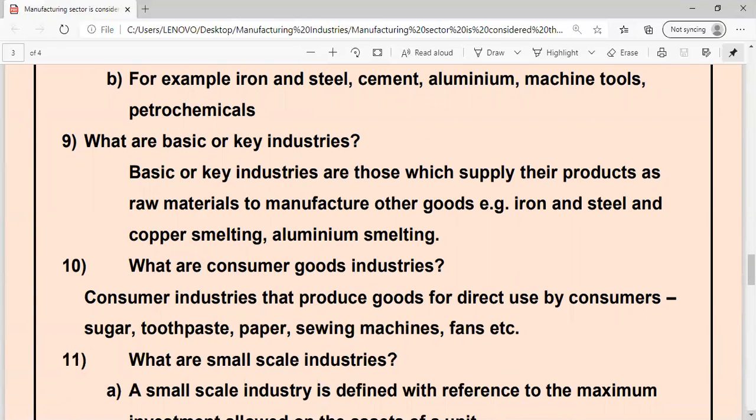Now, what are consumer goods industries? The industries which are producing the goods which are consumed by consumers directly, which are not going for further production. Such types of industries are known as consumer industries, that is, which are producing consumer goods which are readily used or bought by the consumers, like sugar, toothpaste, paper, sewing machines, fans, etc.